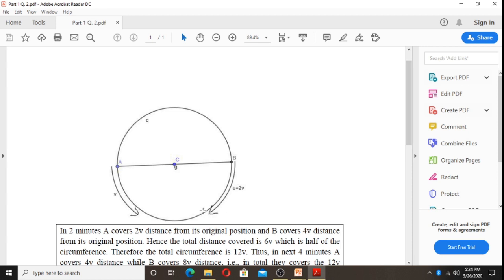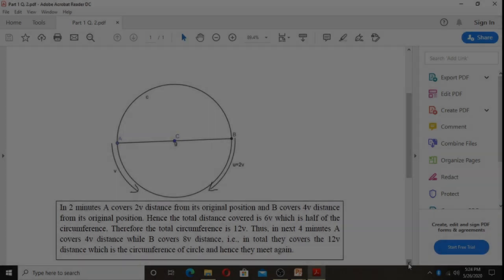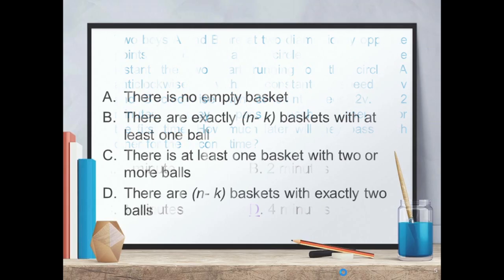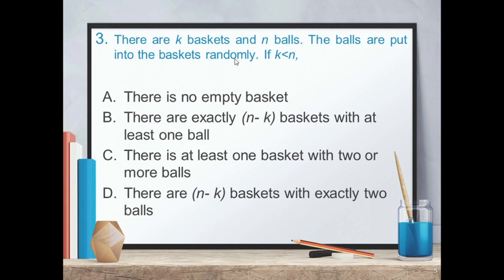And now to meet A and B again, they have to cover totally 12v distance, and as their speeds are 1:2, in this 12v A has to cover 4v distance and B has to cover 8v distance, and therefore they require 4 minutes to cover those distances, and hence we can say that they meet again in the next 4 minutes. Next question is, there are k baskets and n balls.